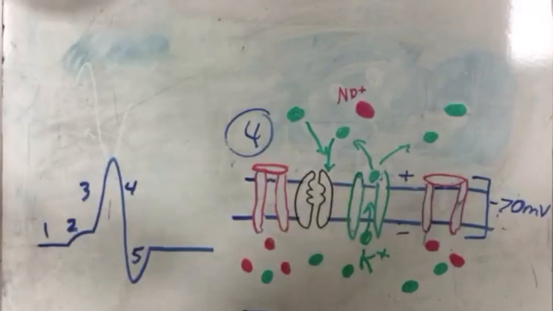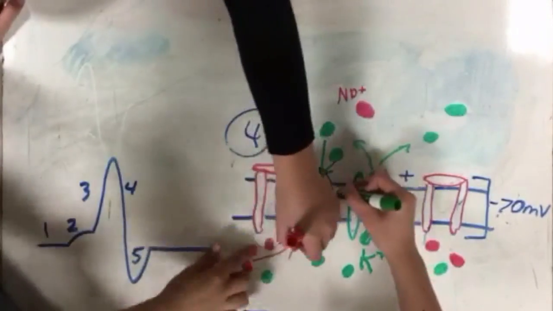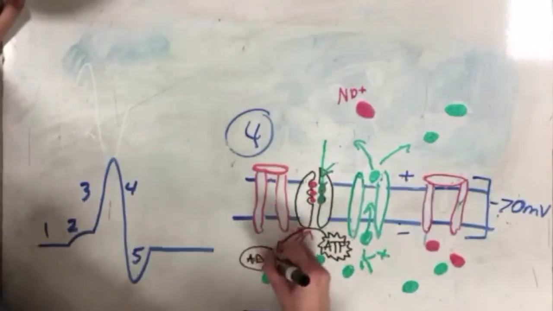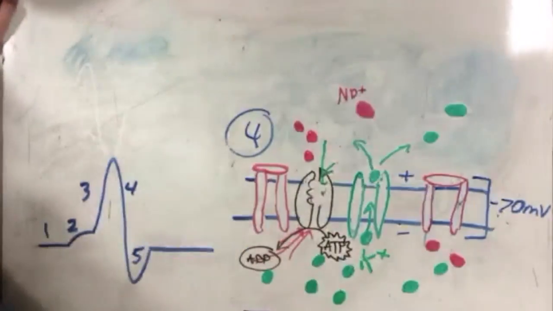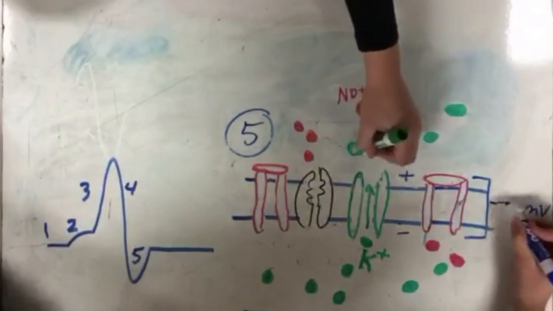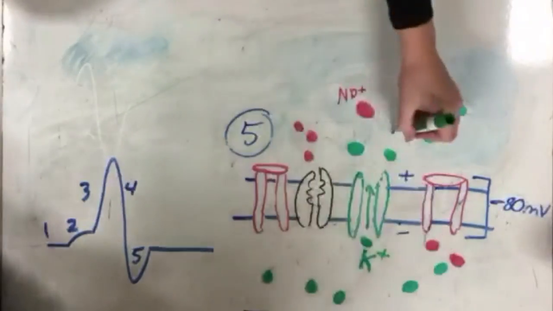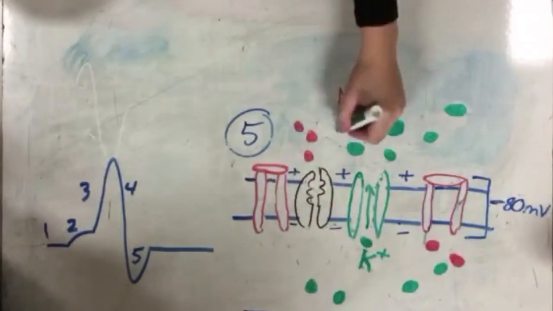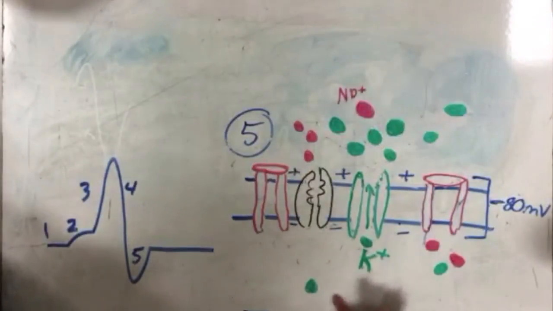These pumps are a form of active transport using ATP to pump 3 sodium ions out of the cell and 2 potassium ions into the cell. This allows the neuron to keep high concentration gradients for both ions within the cell. Step 5. Some potassium ion channels remain open, allowing potassium ions to flow along the gradient to outside of the cell. The membrane potential decreases to negative 80 millivolts as the process of hyperpolarization occurs.